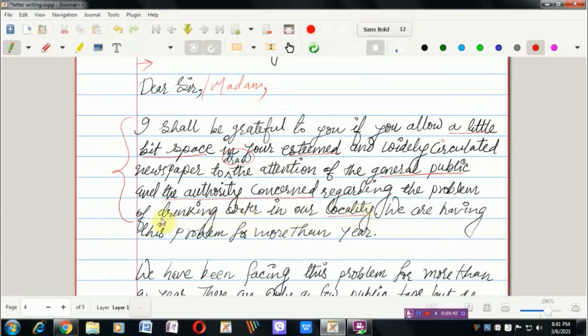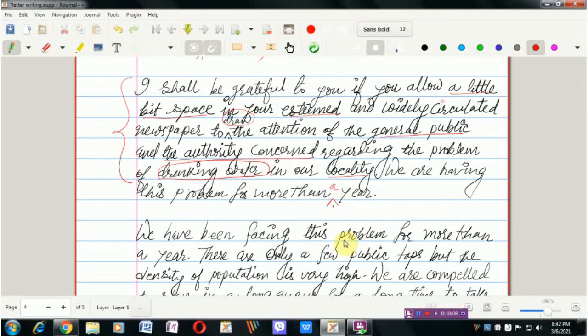So this is the problem, the drinking water problem. Now I'm going to talk about this problem to draw the attention of the general public and the concerned authority, to inform them. We have been having this problem for more than a year. It's a long-lasting problem that has been going on for a long time.